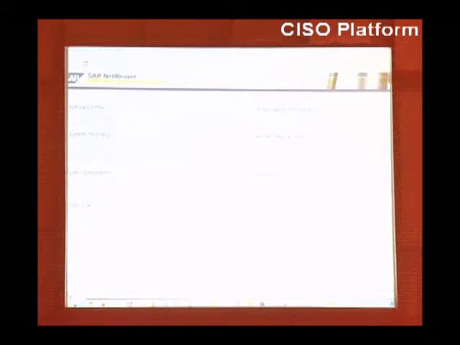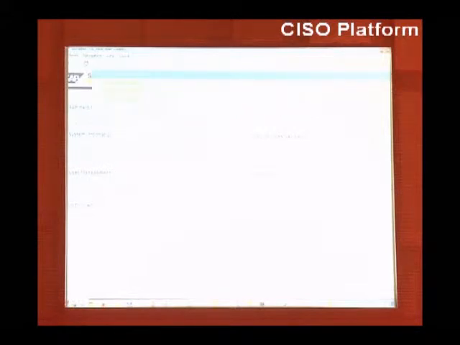So, for example, you see that this is the login page of SAP portal. SAP is one of the most popular business applications. Probably you know about this application. So, we act like attacker. We're trying to log into this application.